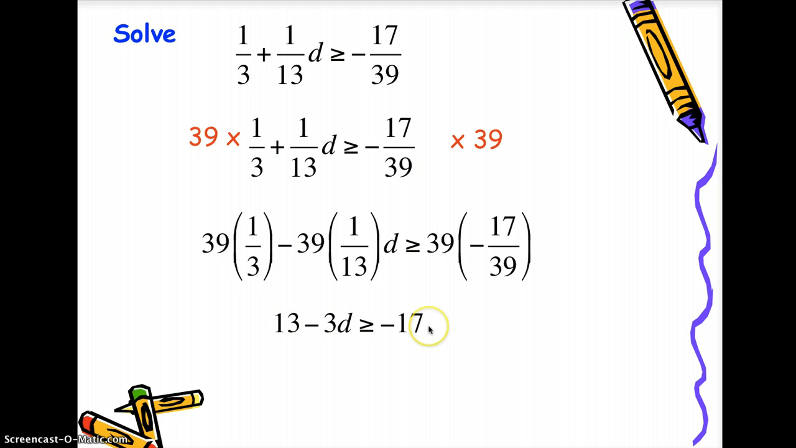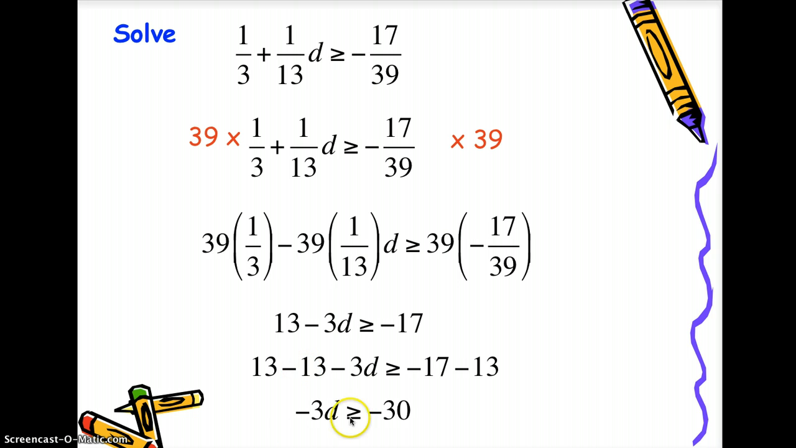We're going to subtract 13 on both sides. So 13 minus 13 here, and then minus 13 over there. To simplify, once again, 13 minus 13 is 0. So you will have just negative 3d greater than or equal to negative 17 minus 13 is negative 30.